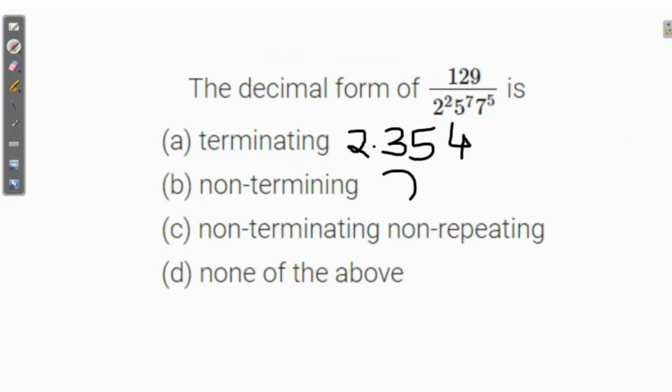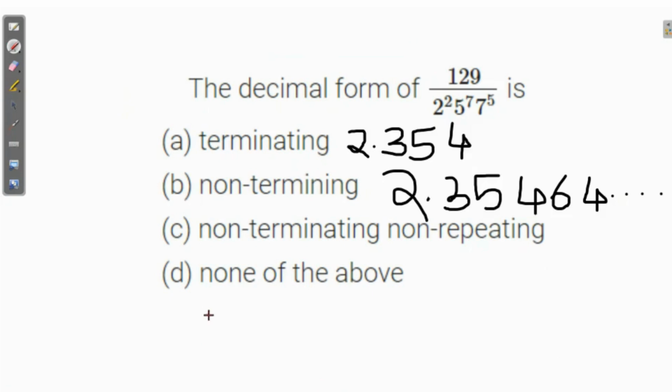Non-terminating means it does not end. It keeps on going. Okay, see, 3, 5, 4, 6, 4, some values, it goes on repeating. That is called non-terminating. In non-terminating, we have two categories. Repeating can also be called recurring. So it is either non-terminating and non-repeating, or non-terminating and repeating.